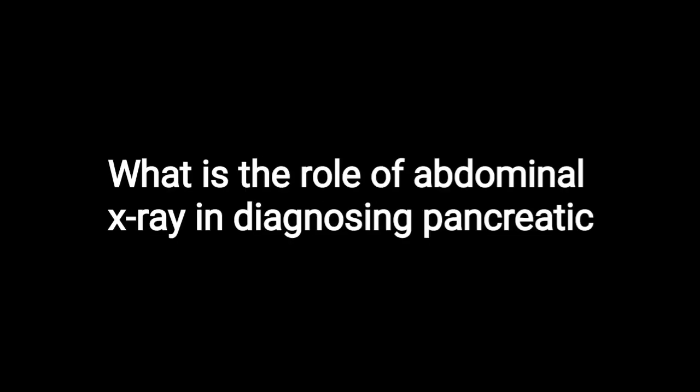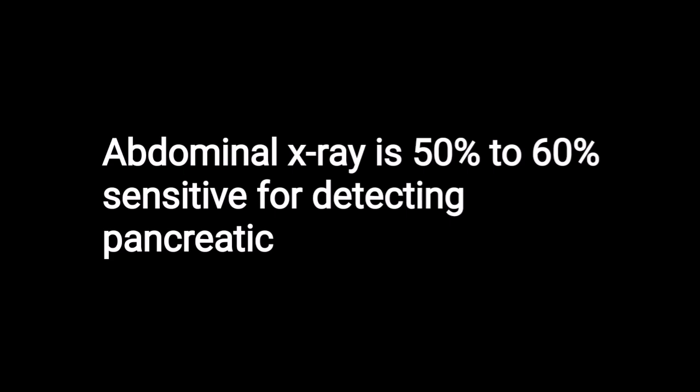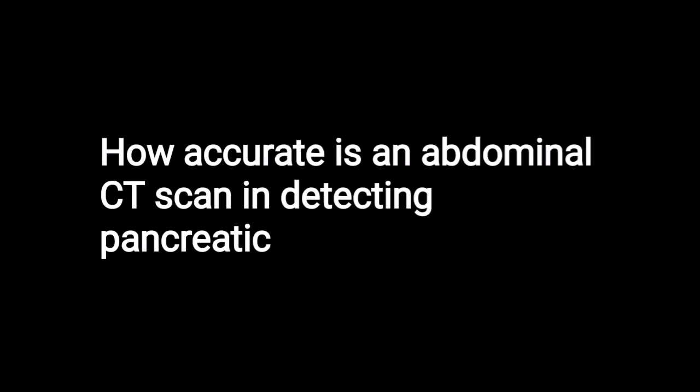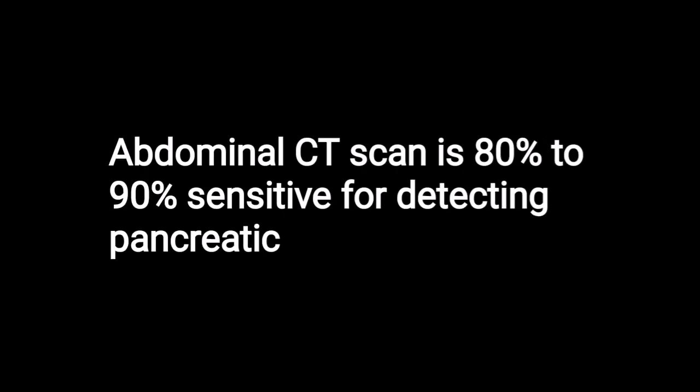241. What is the role of abdominal X-ray in diagnosing pancreatic conditions? Abdominal X-ray is 50 to 60% sensitive for detecting pancreatic calcification. 242. How accurate is an abdominal CT scan in detecting pancreatic calcification? Abdominal CT scan is 80 to 90% sensitive for detecting pancreatic calcification.